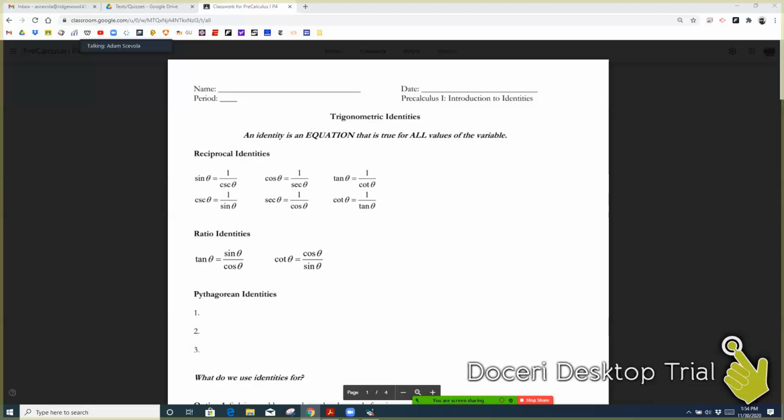There are 2 other identities that we may have talked about. I would always keep this first page with you over the next couple of days because we're going to use these identities a lot. The next 2 are ratio identities. Ratio means to divide. So tangent is equal to sine over cosine, and cotangent is equal to cosine over sine.